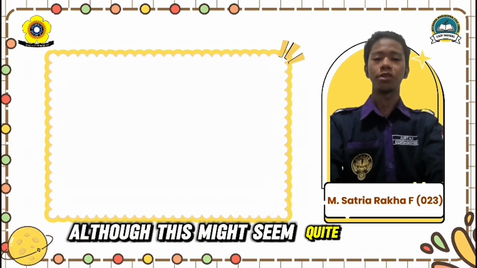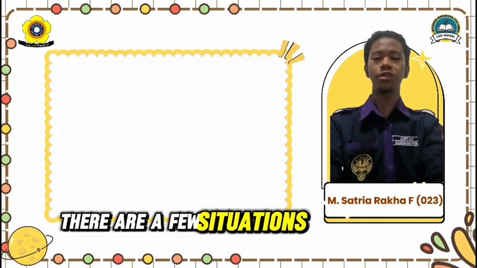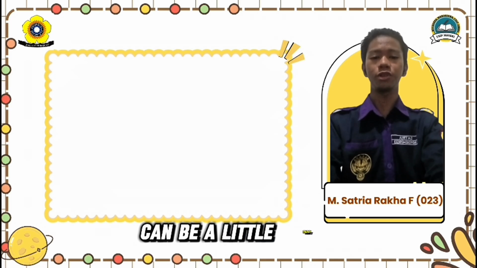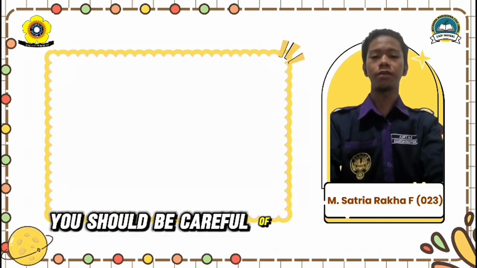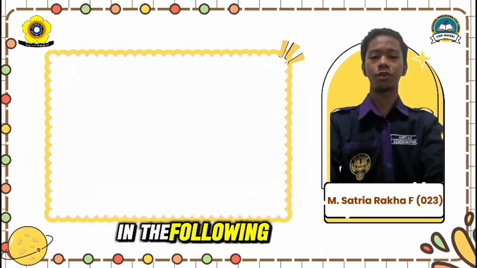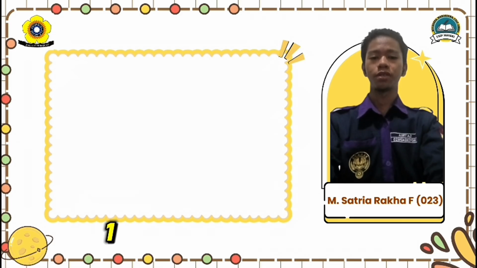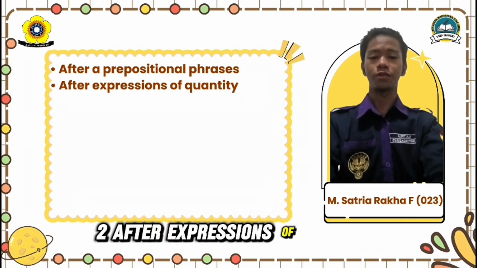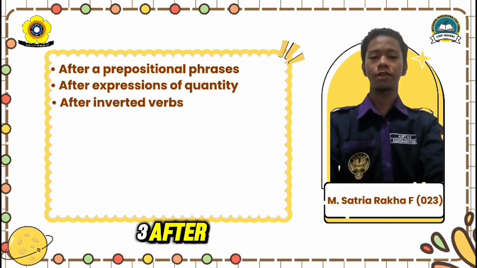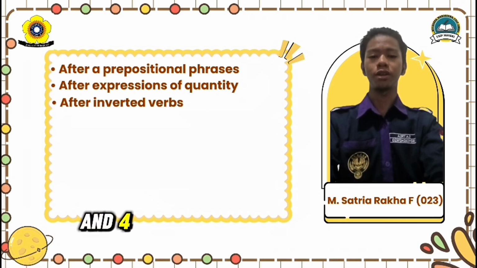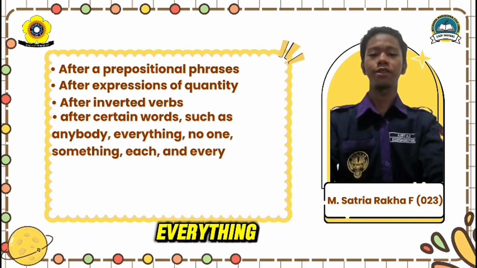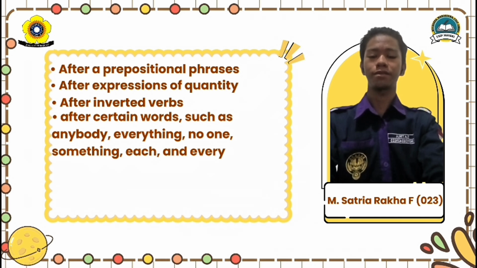Although this might seem quite simple, there are a few situations on the TOEFL test when the subject or verb agreement can be a little tricky. You should be careful of subject or verb agreement in the following situations. 1. After prepositional phrases. 2. After expressions of quantity. 3. After inverted verbs. And 4. After certain words such as anybody, everything, no one, something, each, and every.